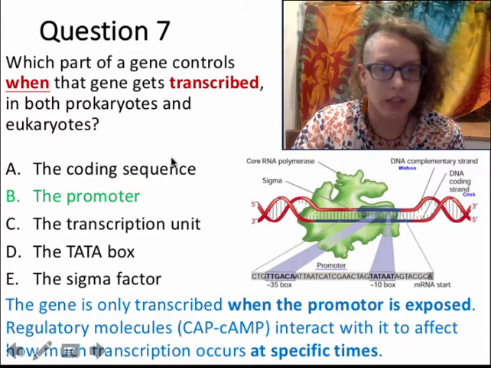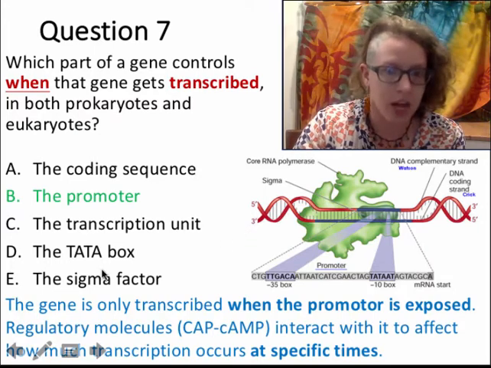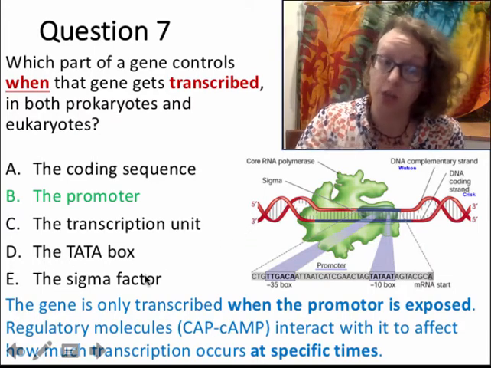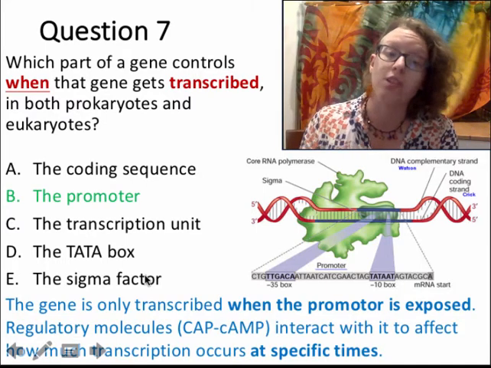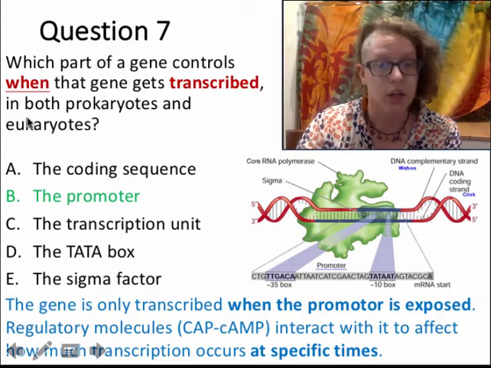All the other things have nothing to do with timing. The Tata box is a location thing, the sigma factor is a location thing, we just talked about those. Neither of those are timing. The promoter is the only one that determines when a gene is transcribed.